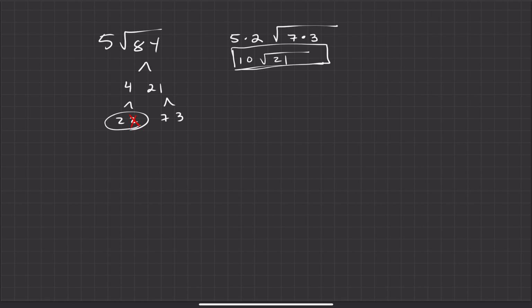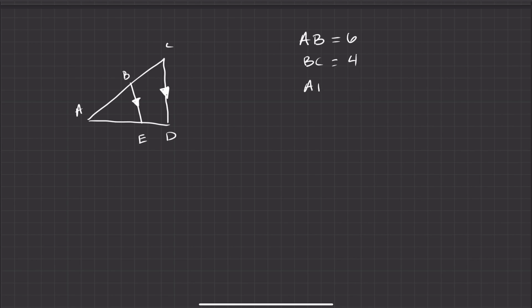Okay, so that's how you're going to do that problem. Now I'm going to go ahead and move on to some other topics. Let's say you're given something like this. We're going to label this A, B, C, E, and D, where AB is 6, BC is 4, and AE is 9. Find ED. Okay, that's your goal. You're going to find what ED is.